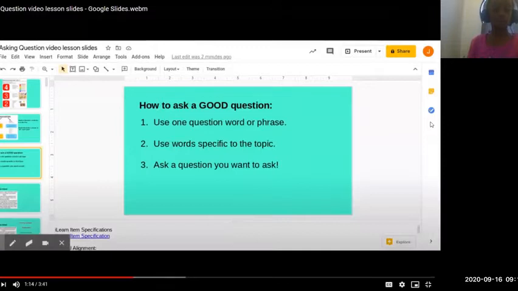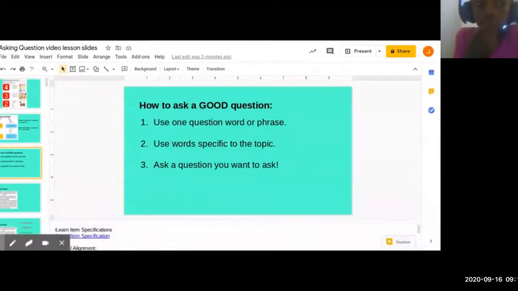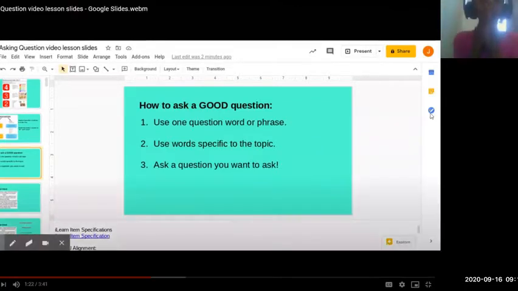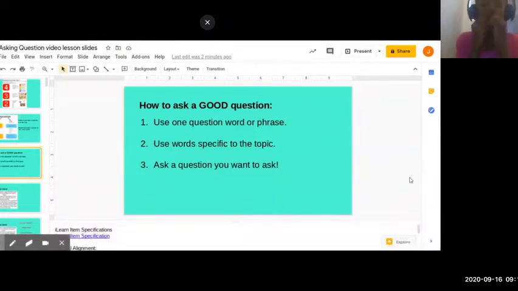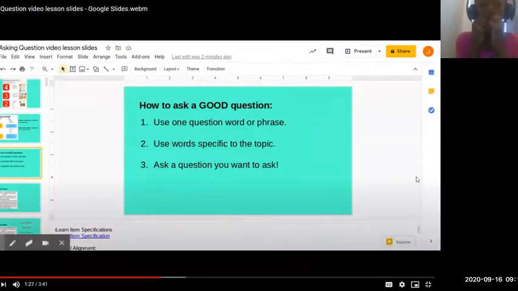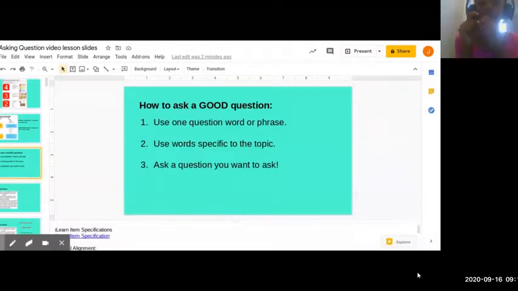How can we write a good question? Use one question word or phrase. Use words that are specific to the topic. Ask a question you want to ask. Nobody likes to answer boring questions.